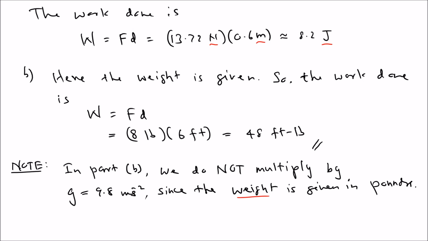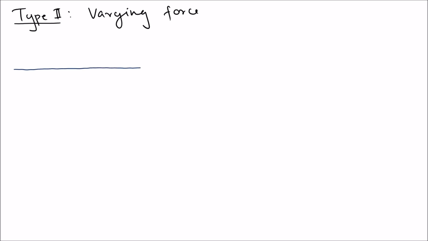Next, we can do a problem when the force is varying. So type 2: varying force. So this is the situation. There's an object sitting on a smooth surface. Now what we're going to do is use a force to move it from position A to position B.